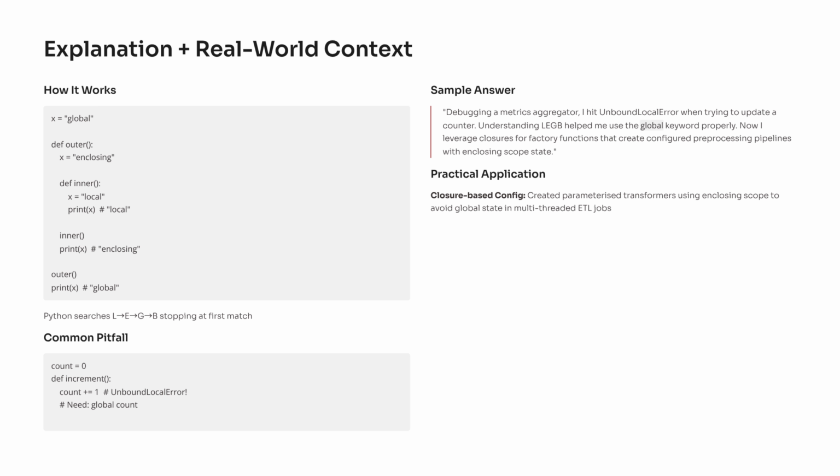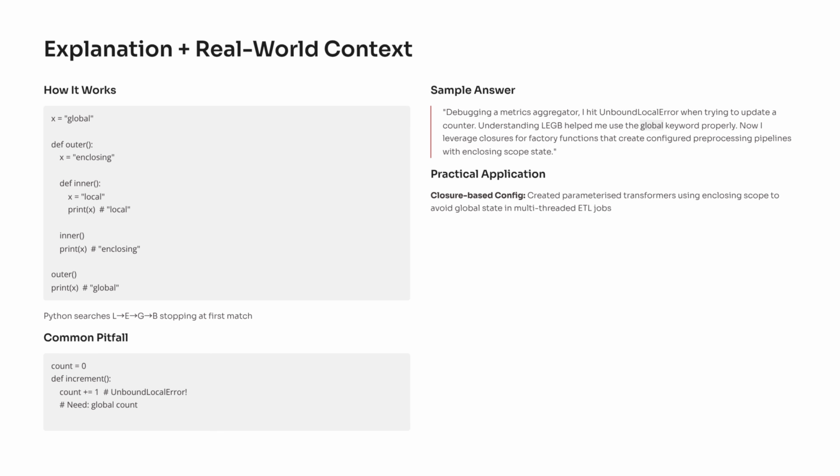Once I understood the LEGB rule, I fixed it using the global keyword and later used enclosing scopes to design closure-based configurations for data transformation functions. That approach helped each function maintain its own state without interfering with others. That's the kind of answer that interviewers love, because it shows you understand how Python works under the hood and how that knowledge makes your data pipelines and ML workflows cleaner, safer, and more modular.